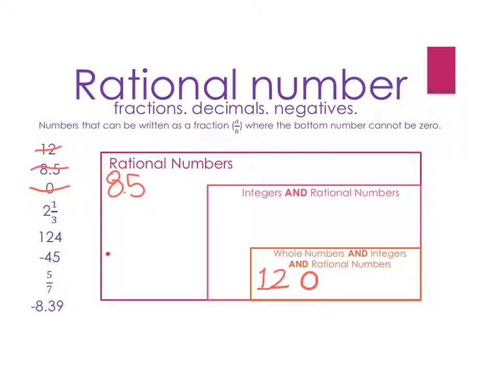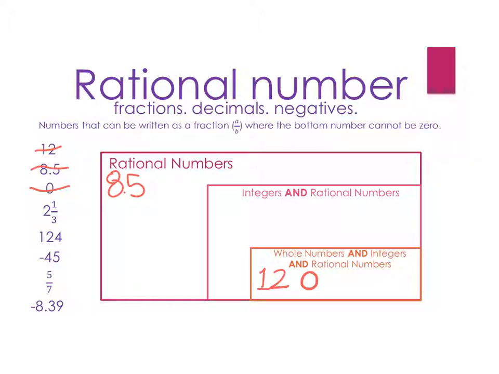That's why this big box covers all the rational numbers. The integer box and the whole number box are inside the rational number box. Integer box is this box right here. And if you notice, the whole number box is inside the integer box. Because if it's a whole number, it's also an integer and it's also a rational number.